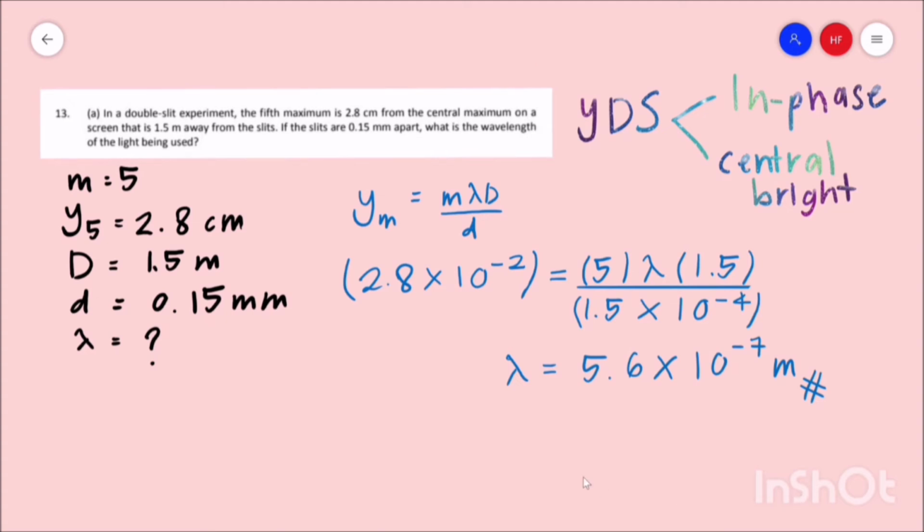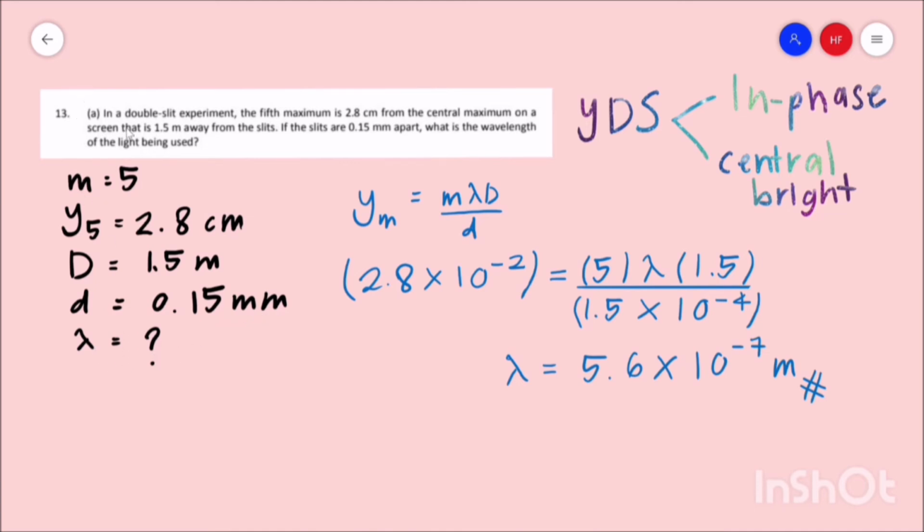Okay, so for question 13a, in a double slit experiment, the fifth maximum is 2.8 cm from the central maximum on the screen, that is 1.5 meter away from the slits. If the slits are 0.15 mm apart, what is the wavelength of the light being used? So this is the info from the question. m equal to 5, y5 because the m is 5, equal to 2.8 cm, capital D equal to 1.5 meter, small d 0.15 millimeter, and lambda is the one that we need to find.